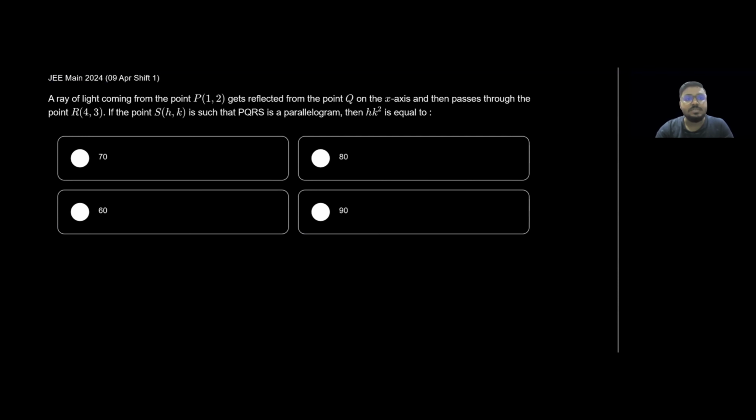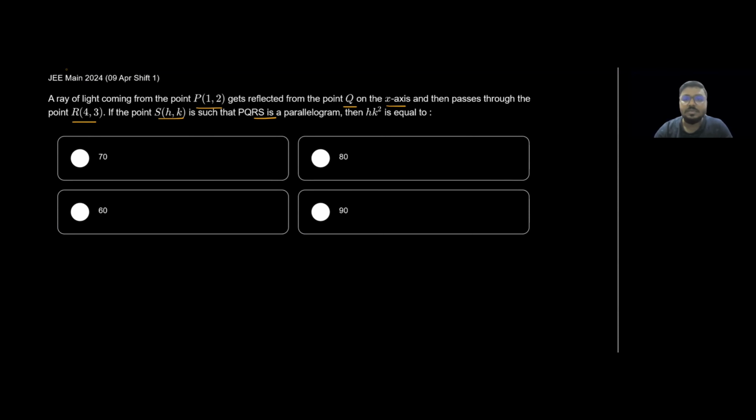The first question is: a ray of light is coming from the point P, getting reflected from a point Q on the x-axis and then passing through the point R. If S is the point such that PQRS completes a parallelogram, we have to find H and K.